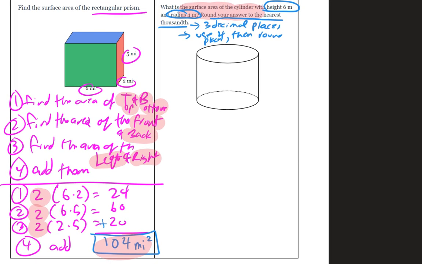All right, so here's the sequence on this one. It's real similar. First, we're going to find the area of top and bottom.